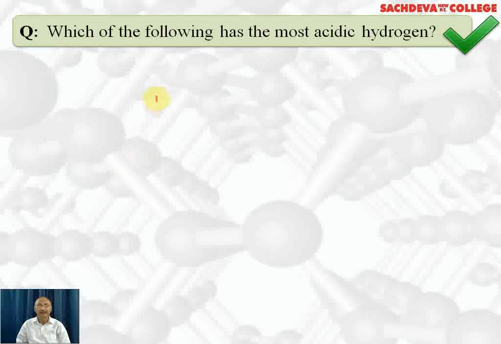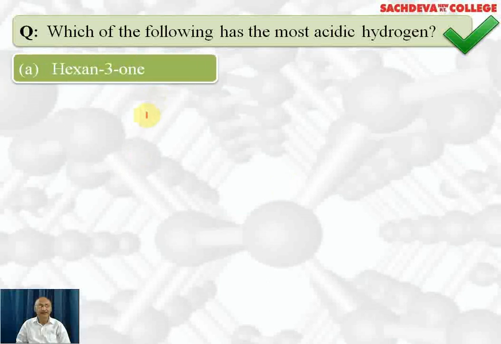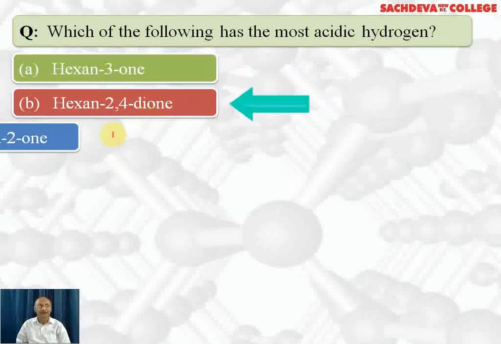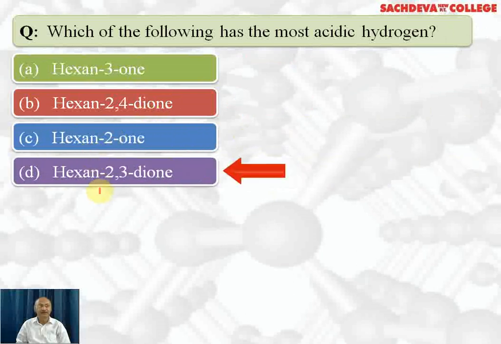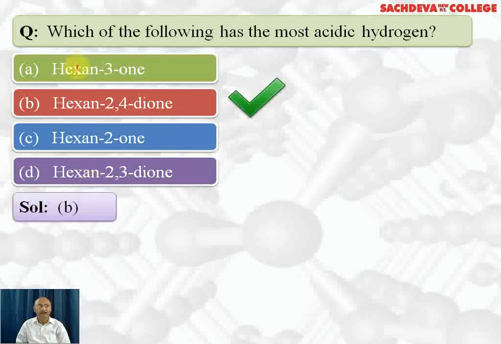Which of the following has the most acidic hydrogen? Hexan-3-one, hexane-2,4-dione, hexan-2-one, and hexane-2,3-dione. Correct answer is B. Why B? Because the CH2 is between two keto groups at the second and fourth carbon, both having an electron withdrawing effect. So the in-between CH2 will be most acidic, because the carbanion formed by removing H+ will be stabilized by the two adjacent keto groups.